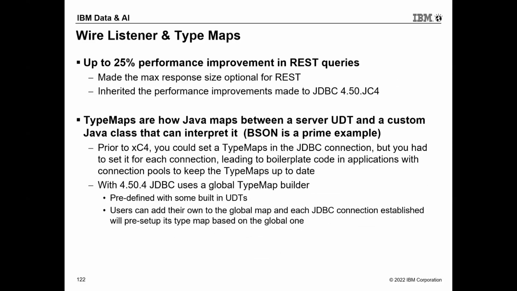Type maps are how Java maps between a UDT and a custom Java class that can interpret it. BSON is a prime example. Prior to XC4, you could set up type maps in a JDBC connection, but you had to set it for each connection, leading to boilerplate code and applications with connection pools to keep the type maps up to date. Beginning in 4.5.4, we use a global type map builder, predefined with some built-in UDTs. Users can add their own global map, and each JDBC connection established will pre-set up its type map based on the global one.